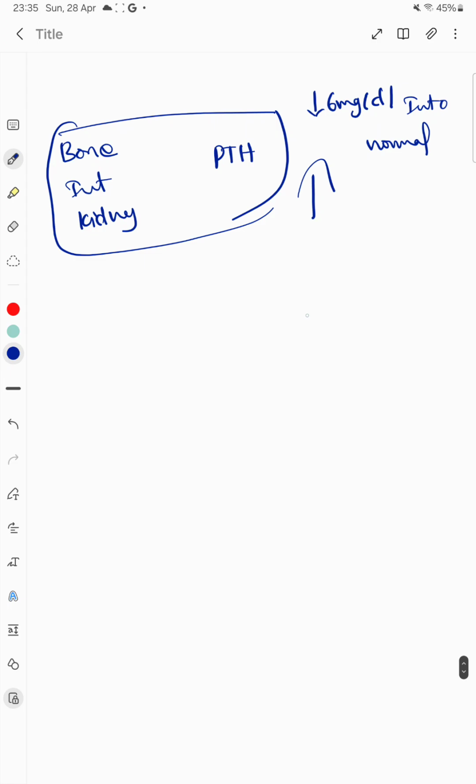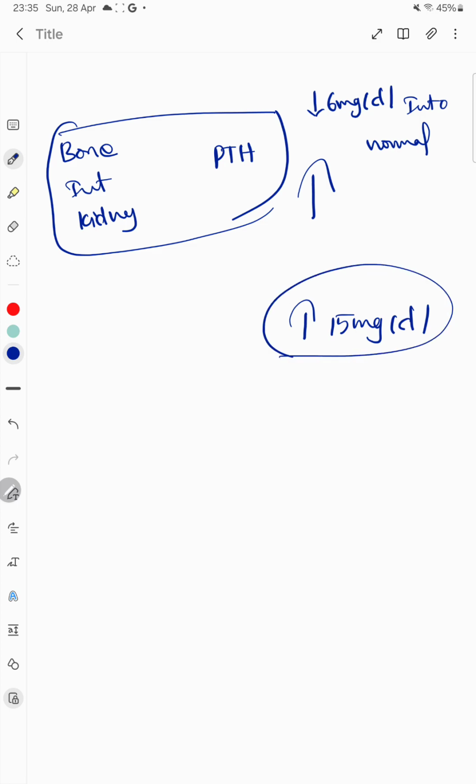What if we have hypercalcemia, which means more than 15 mg per dl, a high calcium level in your blood, which is again dangerous? In order to prevent this situation, again we have bone, intestine.